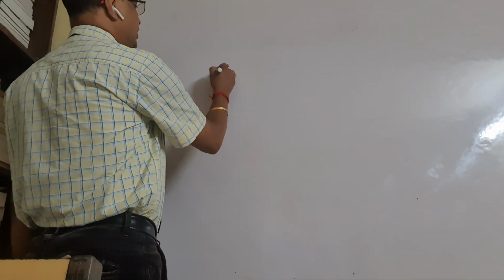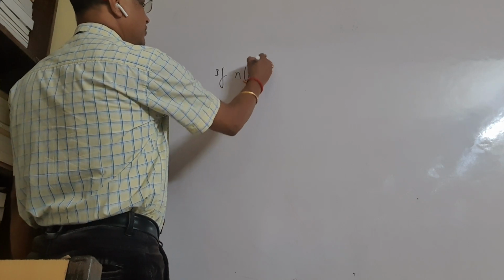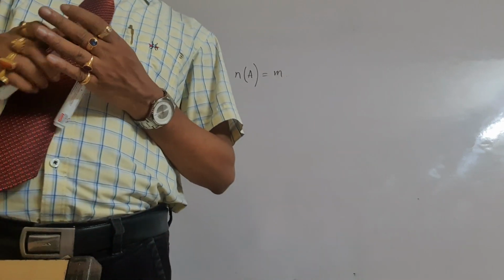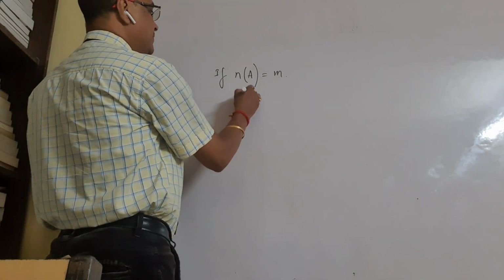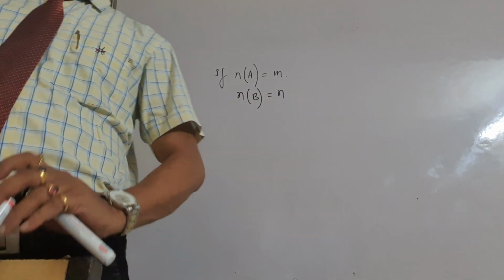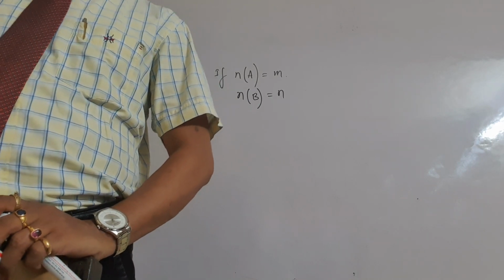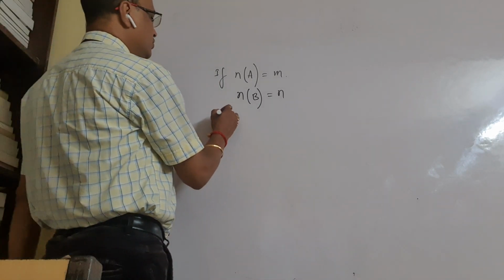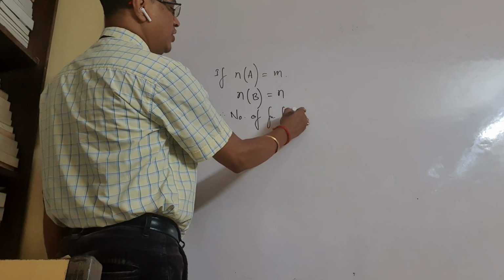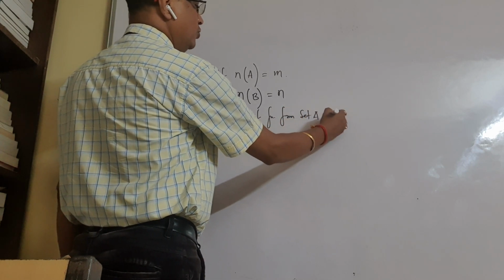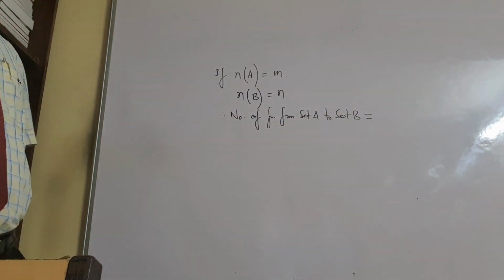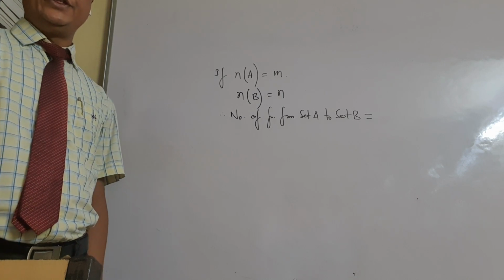Suppose we have two sets. If the number of elements in set A is m, and the number of elements in set B is n, and you want to find the number of functions, not the number of relations, from set A to set B, any idea? Can you tell me what the formula is for the number of functions?